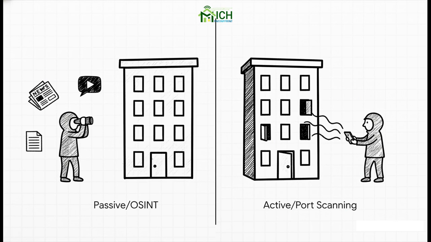An attacker is just quietly gathering as much intelligence as they possibly can. This involves passive stuff, like digging through public records and social media. That's what we call open source intelligence, or OSINT. And it also involves active techniques, like scanning the target's network to find open doors and windows, or in our case, open ports.